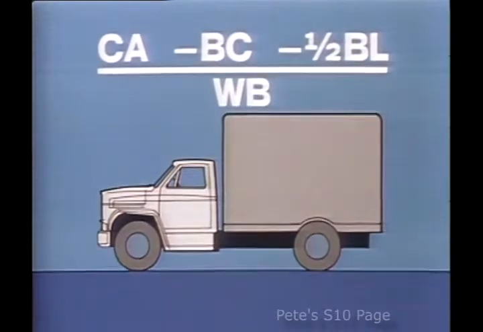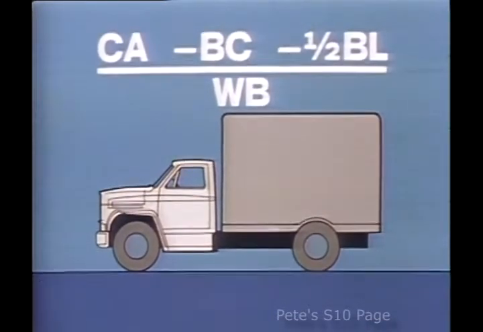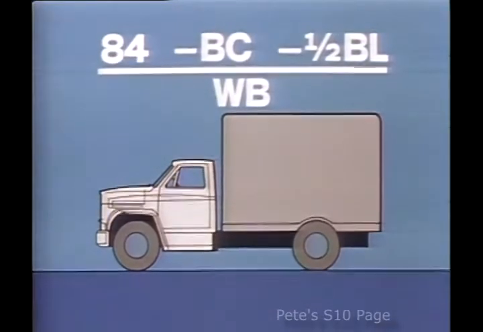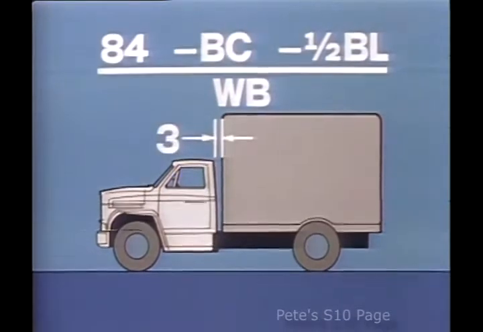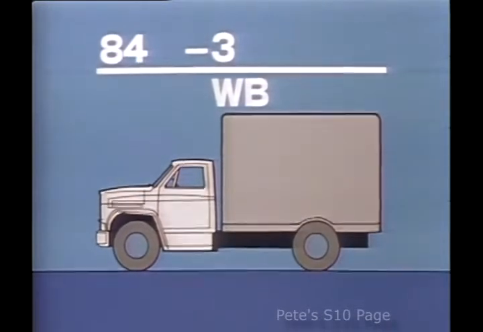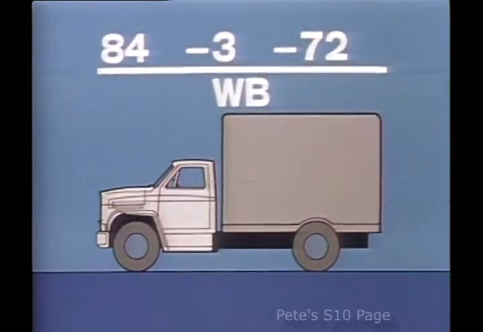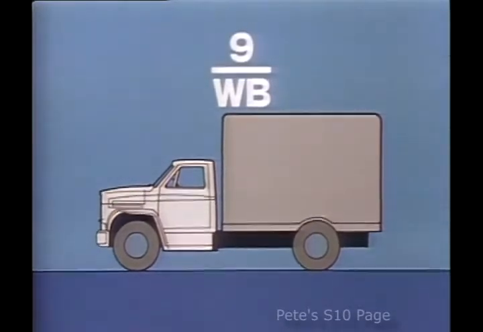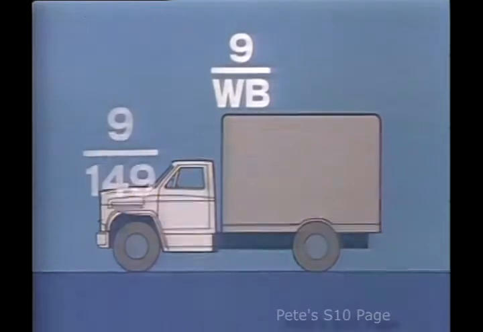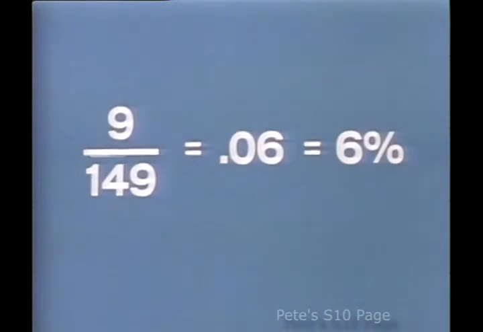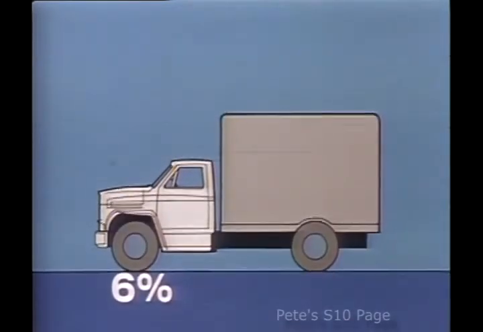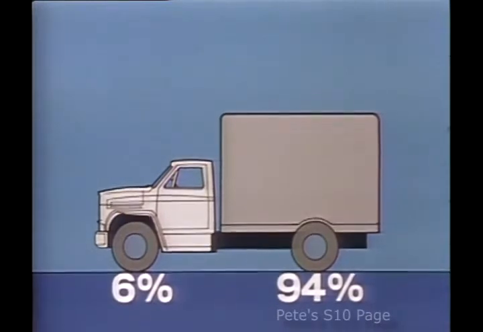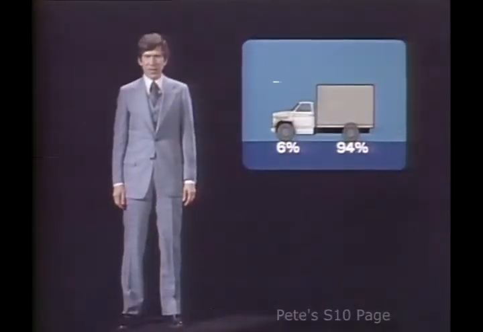For the purpose of this demonstration, let's assign some numbers to those dimensions. Take the 84-inch cab-to-axle dimension. Subtract the standard 3-inch clearance between cab and body. Then subtract 1/2 of the 12-foot body length, which is 72 inches. When you do that simple subtraction, you wind up with this, 9 inches, to be divided by the wheelbase, which on this truck is 149 inches. 9 divided by 149 comes out to .06, which is 6/100, or 6%. So we see that 6% of the body and payload weight is on the front axle, which means that 94% is on the rear axle. Now all you have to do is check the specifications of the truck.